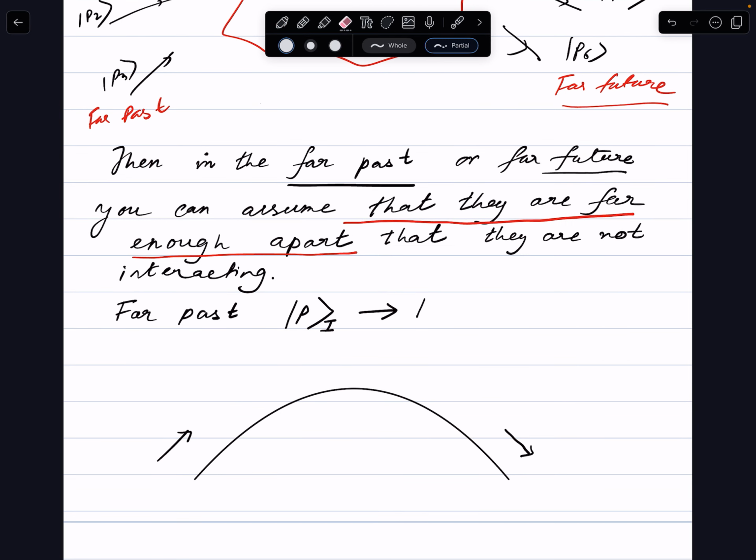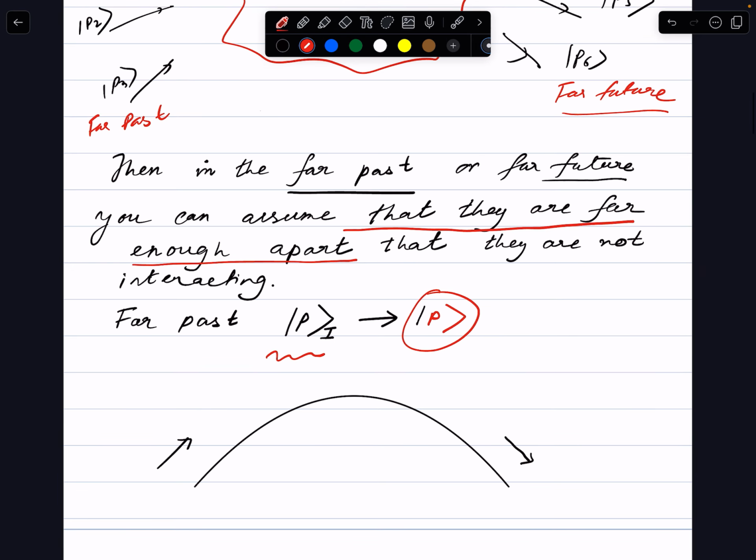So in the far past, the interacting particle state approaches the free particle. The free particle is what we have defined from the free theory, and we assume that in the far past and in the far future, the interacting particles, which are the eigenstates of the full Hamiltonian, approach the eigenstates of the free Hamiltonian, because the interaction plays very little role.